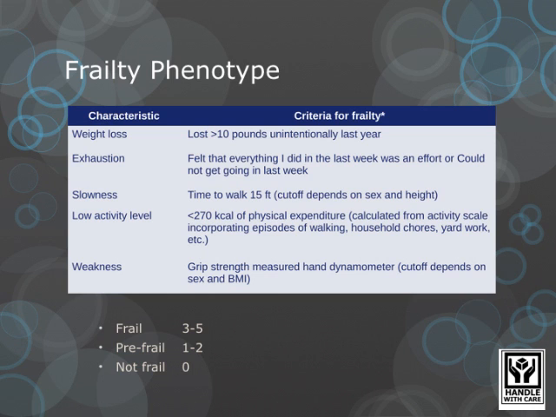Low activity level: you actually have to calculate their physical expenditure per day. So you have to look at what they're doing, and that's more than I can do when I'm seeing a patient. I'm already spending a long time with people. Then weakness: you measure their grip strength, so you have to use a hand dynamometer. That's a special piece of equipment, not too complicated, but then you also have to apply a table with cutoffs based on sex and BMI. So while this is good and shows us some very important factors present in frailty, it's not so easy to use clinically.